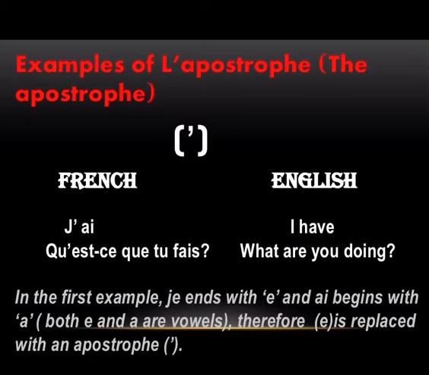And another example, qu'est-ce que tu fais? Qu'est-ce que tu fais? Which means what are you doing or what do you do? Here also we have skipped a vowel because the other word was starting with a vowel. So we skip or drop the vowel of the first word and replace it with the apostrophe.